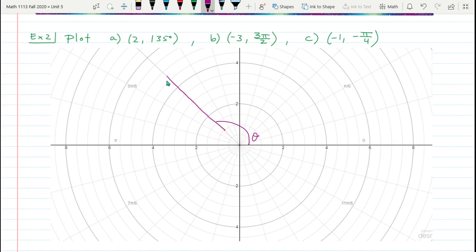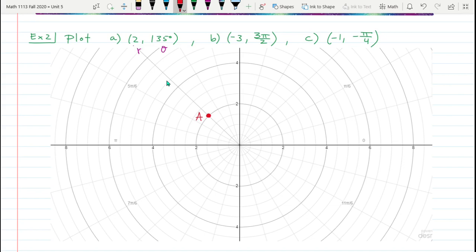But where is radius 2, right? So this is theta and this is the radius. Well, it happens that this is radius 2 opening to an angle of 135 degrees, right? So I'm going to keep those out and just label this as point A, okay?